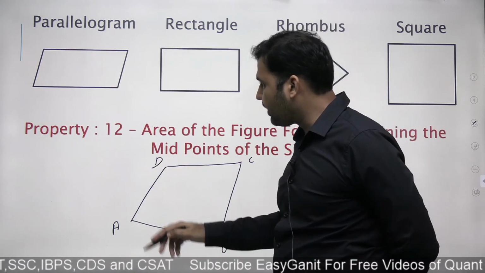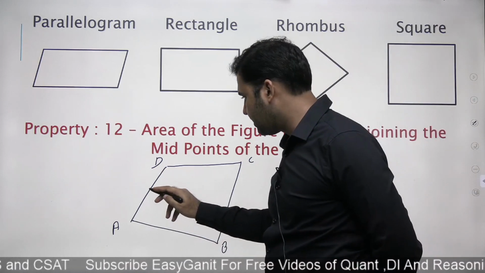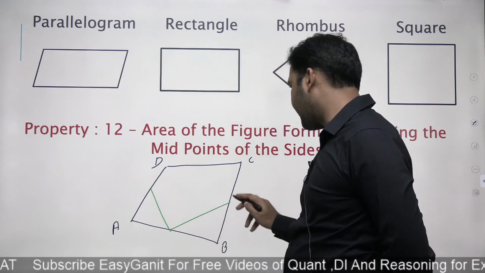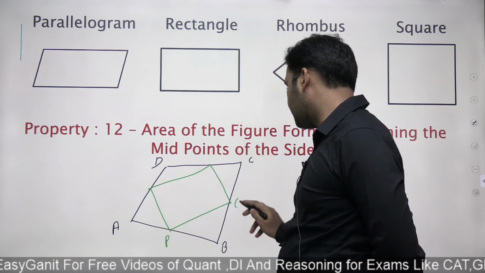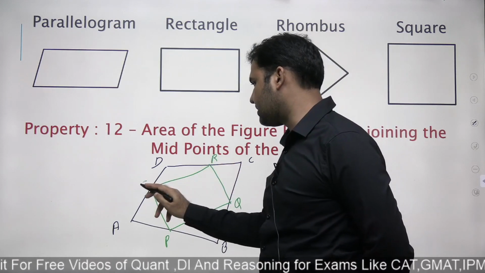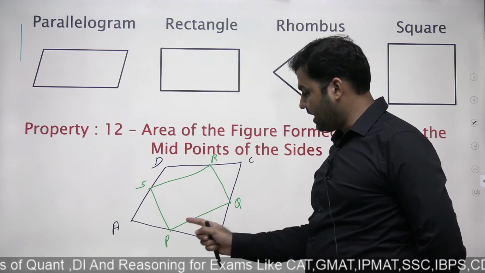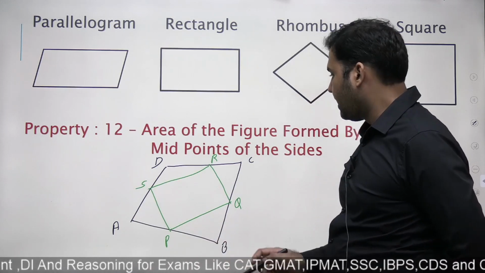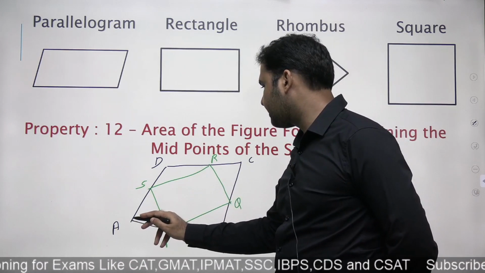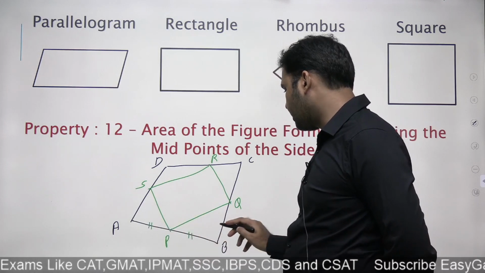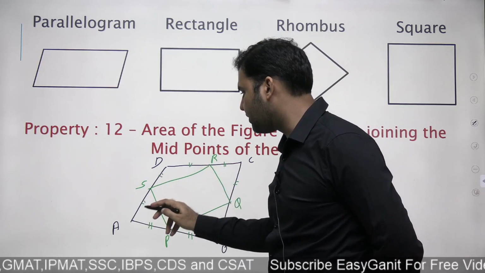Now, if I join the midpoints of this figure, let's draw the midpoints here, right? P, Q, R, S. This is P, this is Q, this is R, and this is S, right? PQRS is the figure formed by joining the midpoints. Now, very easy, guys. Listen, everybody. If I draw the diagonal AC, now P is a midpoint. Keep this in mind. Q is also a midpoint. R is also a midpoint. S is also a midpoint.